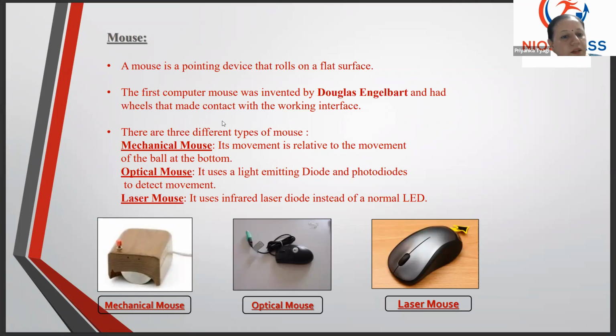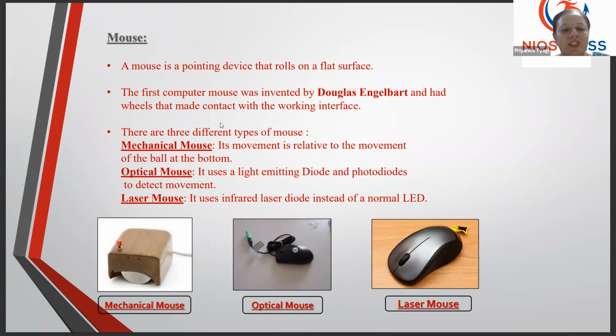The next input device is the mouse. Can you tell me what a mouse is? Now you can see the picture on the screen. This is a very common device. You must be aware of that. Ma'am, a mouse has a rolling wheel in the middle and has two buttons on it. Very good. And a mouse can be of two types: wired and wireless. Very nice.